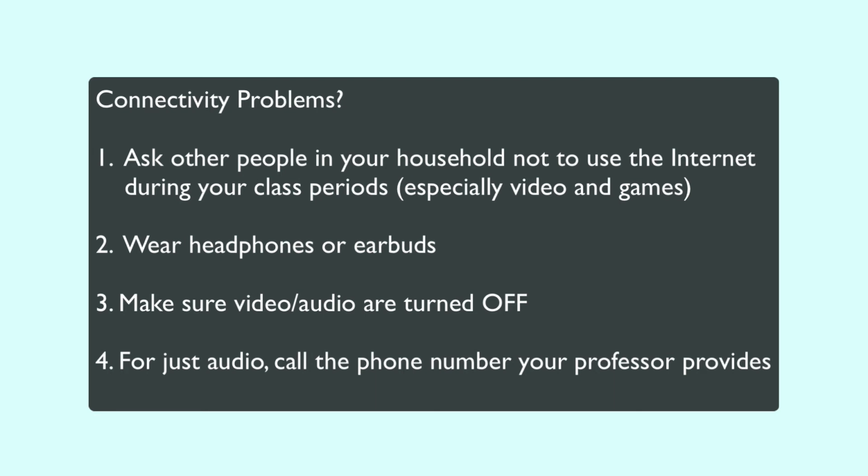If things start looking or sounding garbled, the first thing to do is make sure your video and audio are turned off in Zoom. If just the audio is bad, you can actually get audio by calling a phone number, which your professor will provide. If nothing else works, you can just quit from Zoom and call that number. You'll be able to hear and speak, which is better than nothing.